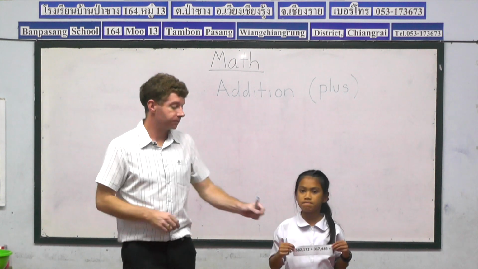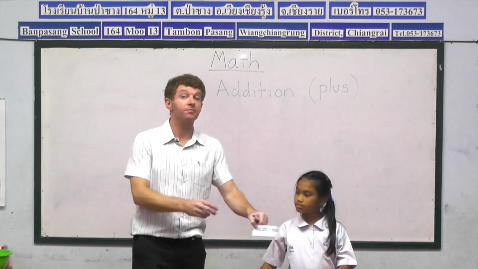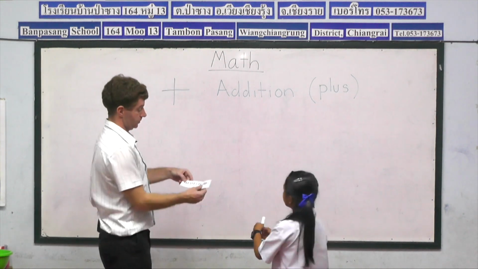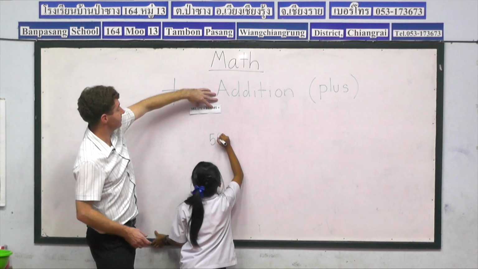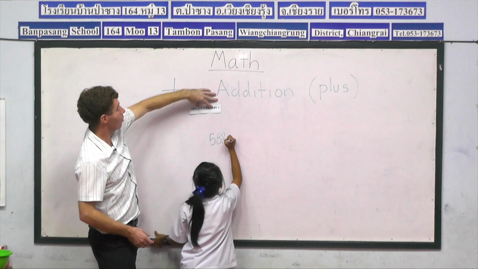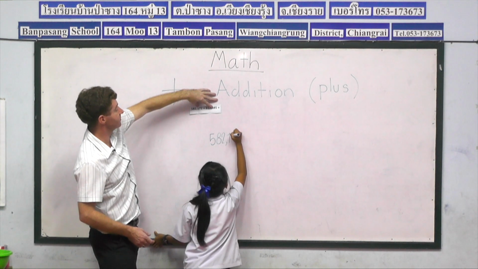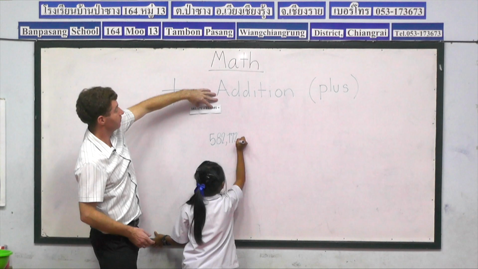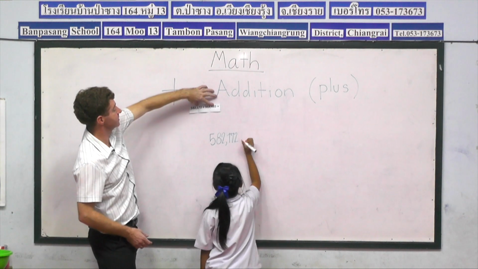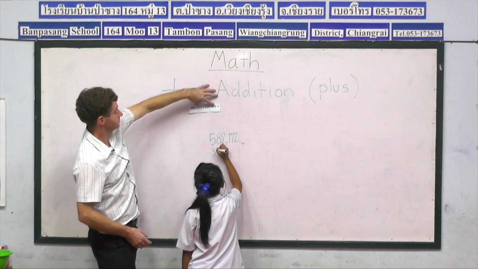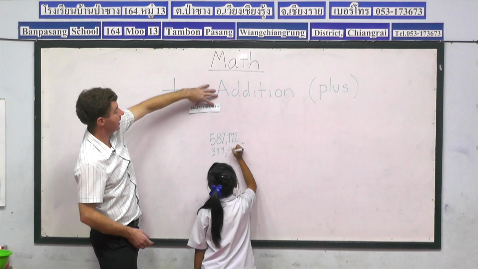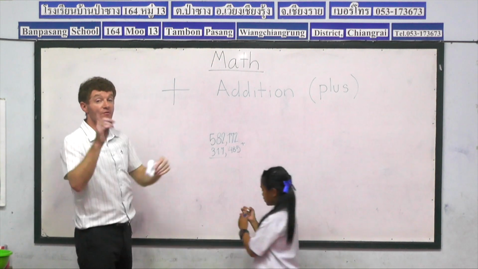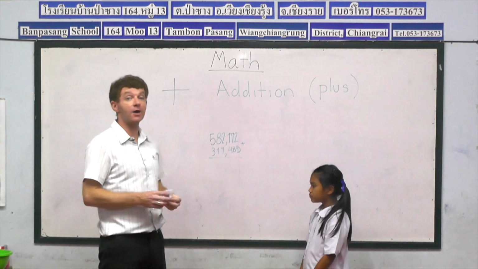317,485. Okay, so the first thing I would like Pak Boon to do is to write this sum on the board. 582,172. Perfect. Plus 317,485. Okay, that's excellent.